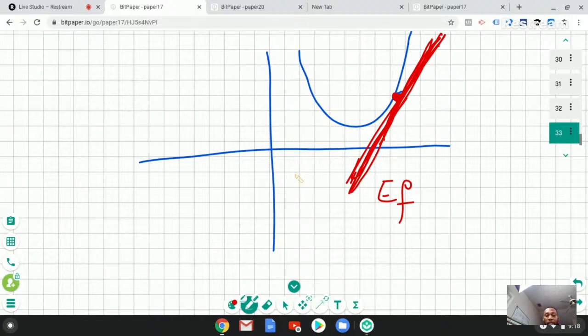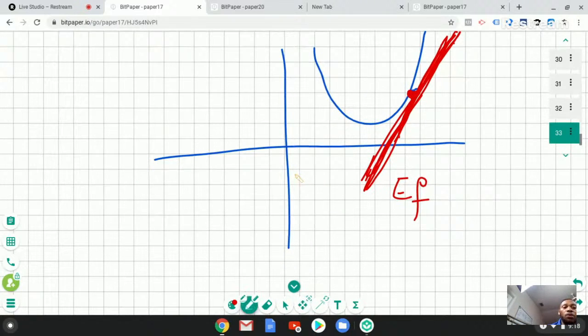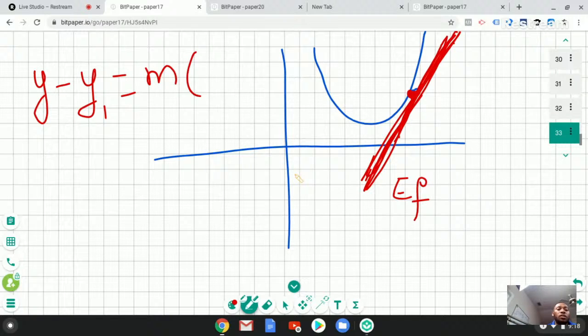So the equation of the line, the way they normally write it, is in point slope form: y minus y1 is equal to m, which is the slope, times x minus x1. After you find this equation, you can put it in slope intercept form. It's not that hard to put in slope intercept form.